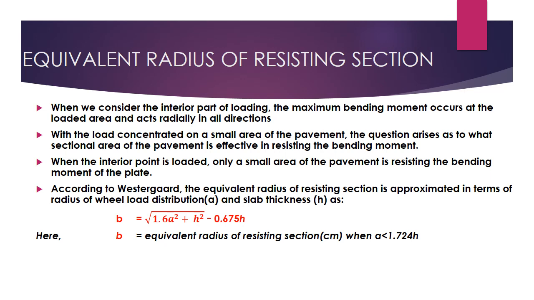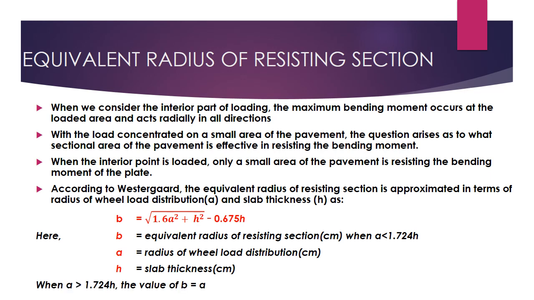Now this formula holds true for a value of a less than 1.724 times h. Here a is the radius of wheel load distribution, again in centimeters, and the slab thickness is in centimeters. What will happen if the value of a is greater than 1.724 times h? The value of b will be equal to a. So b is equal to a when the a value is greater than 1.724 h.